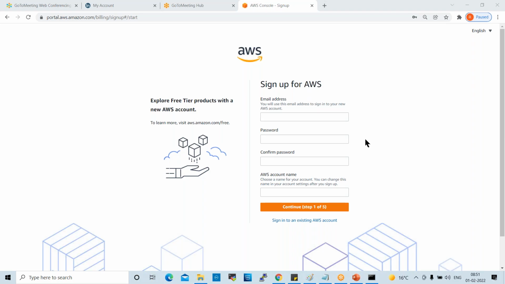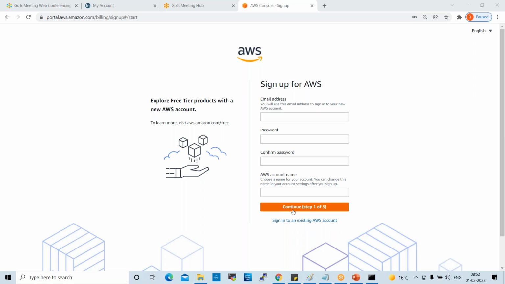Once we give this information: email address, password, confirm password, AWS account name, click on continue. After that, it will ask for your phone number and address. It will ask whether the account is personal or business; you have to always select personal. After that, go next. Finally, it will ask you to provide credit card or debit card details. Make sure that account's details are provided.